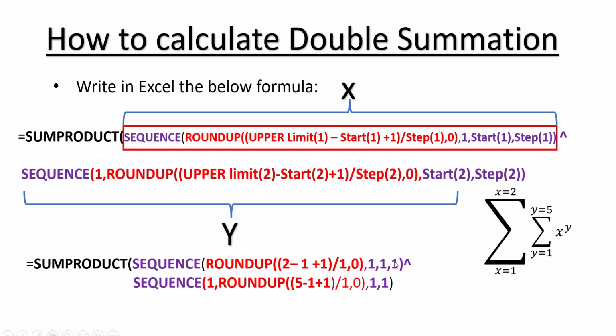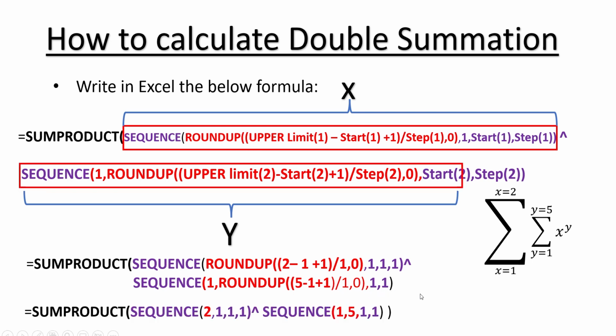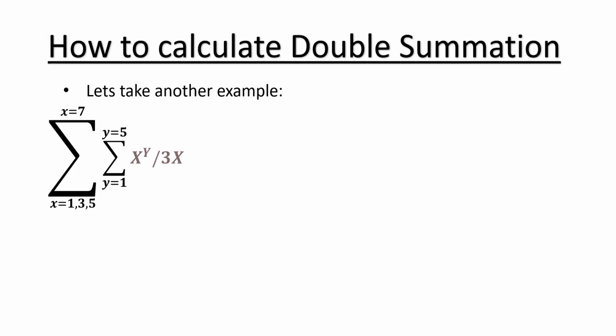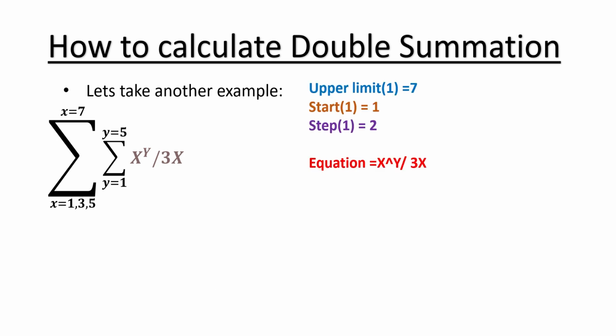Since all this is x, so x power y, it will be sequence open parentheses 1, round up 1, comma round up 5, which is the upper limit, minus the start 2 is 1, plus 1 on 1, comma 0, comma 1, comma 2, 1. So it will be like this. We will get it. Let's take another example.